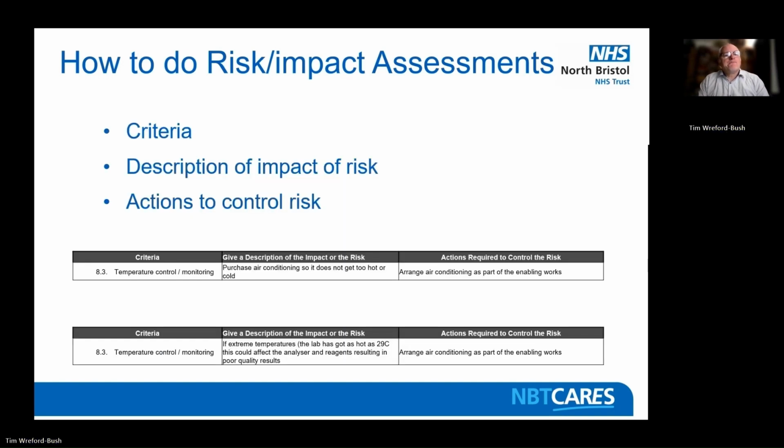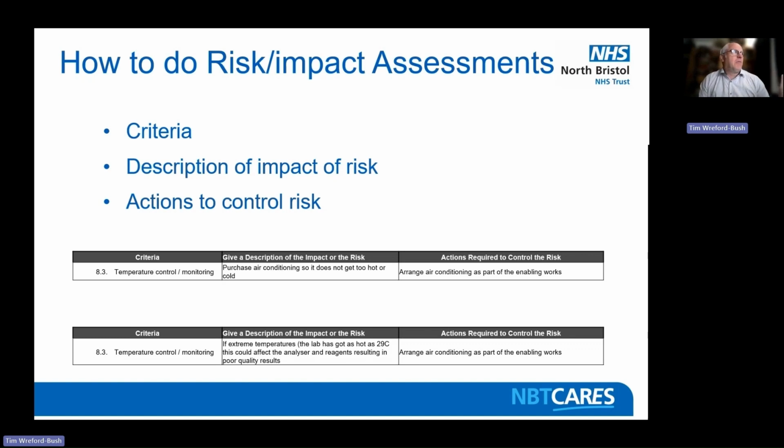So how to do the risk impact assessment. You've got the criteria, description of the impact of risk, and the action to control it. So for instance, one of the sections is all laid out, and you've got numbers. We get down to 8.3, temperature control monitoring. Give a description of it: go purchase air conditioning so it does not get too hot or cold. Actions: arrange air conditioning as part of the enabling process. That's not correct. That's the trap sometimes we fall into, because we know in our mind what the problems are, but we've got to document it a bit better.